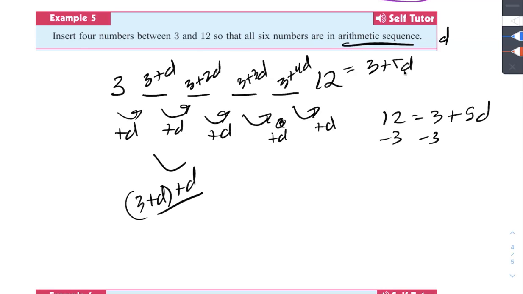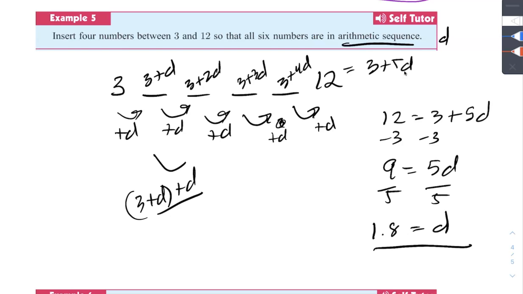Minus 3, I get 9 equals 5D, this is not going to be pretty. Divide by 5, and I get 9 over 5, so 1.8 equals the common difference. I really wish they didn't make it a decimal, but how else are you going to add 4 numbers in between 3 and 12 and make it nice and even? But that's the idea. That's the common difference, but the question was to find all the numbers.